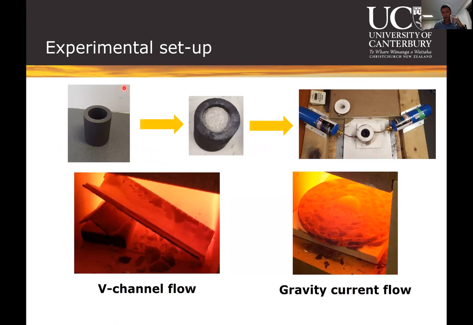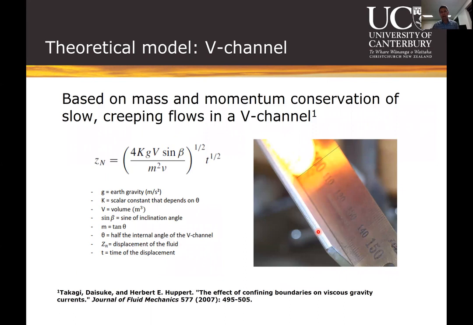The mixture of obsidian and flux is put into a crucible. This crucible is put into a very rudimentary furnace, which we see here, to melt the mixture. And then we pour it either on a V-channel, or we let it drop as a gravity current on a horizontal plate. We took advantage of the work of Takagi and Huppert, who derived a solution for the location of the front of a gravity-driven finger in a V-channel.